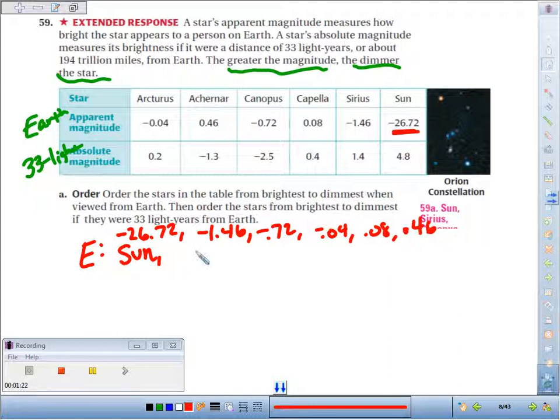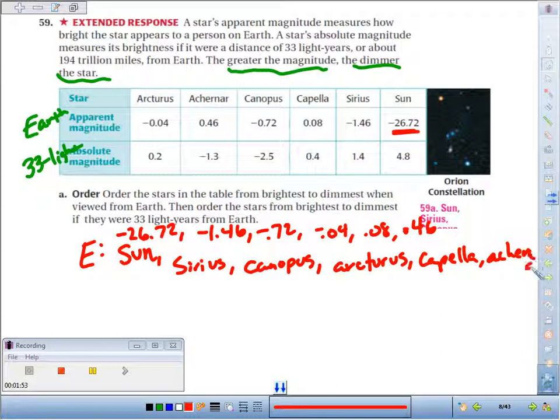Well, giving names, negative 26.72 was the sun, negative 1.46, that was Sirius, negative 0.72 is Canopus, negative 0.04 was Arcturus, 0.08, that was Capella, and 0.46, Achernar. I'm not sure if that's how you pronounce it, but we got it.